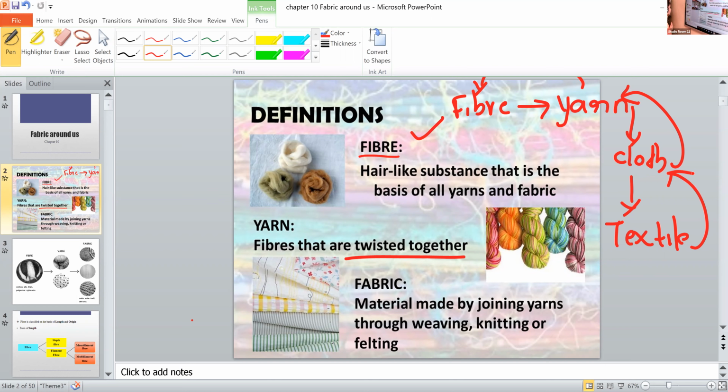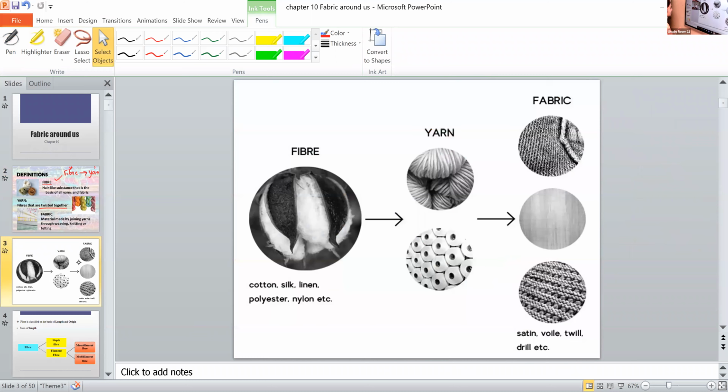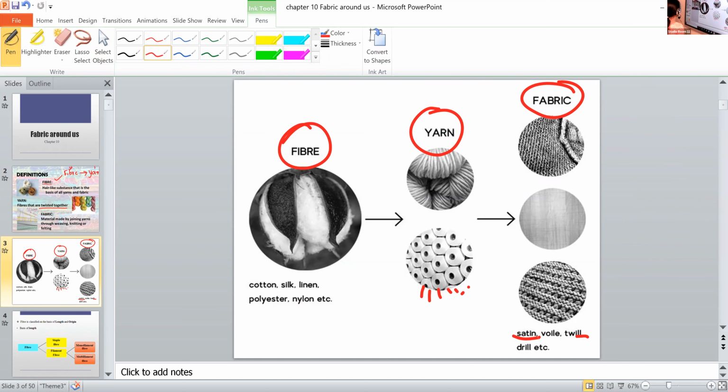Is it clear? So just look at this. This is a fiber. We collect the fiber from cotton. And then we move on to the yarn, so we get the thread-like substance. And then fabric. Fabric is like satin, twill. Any doubts?